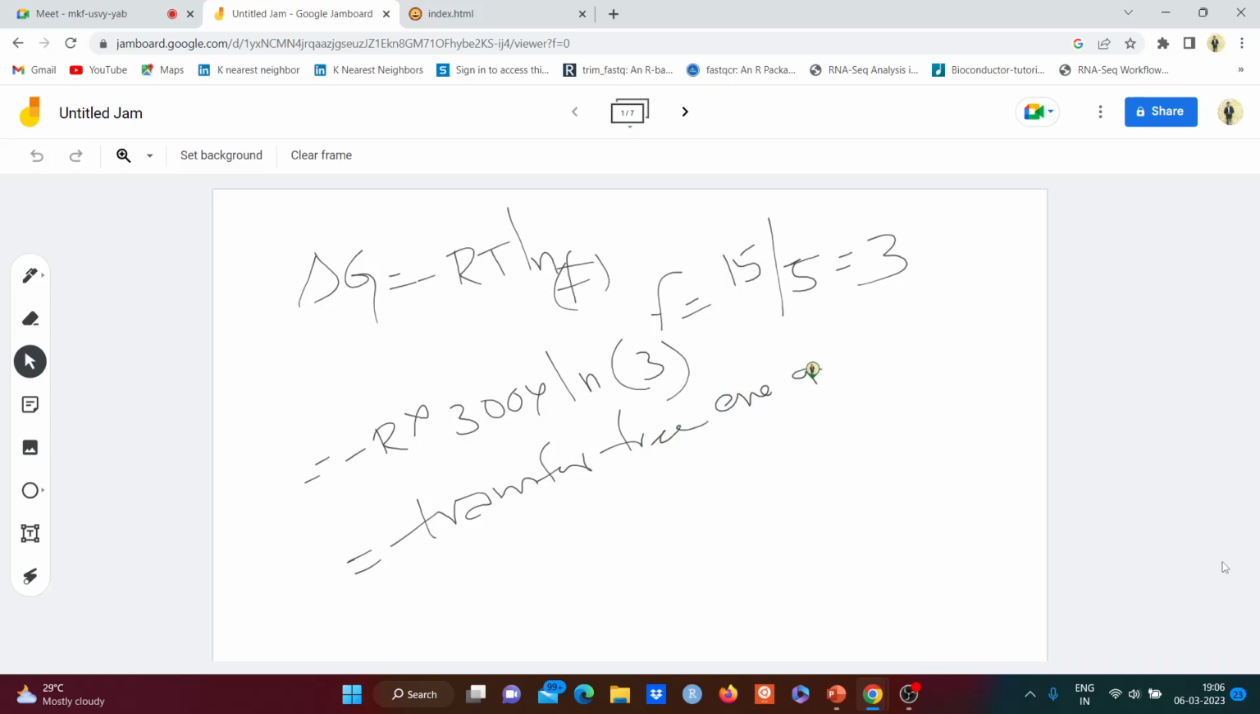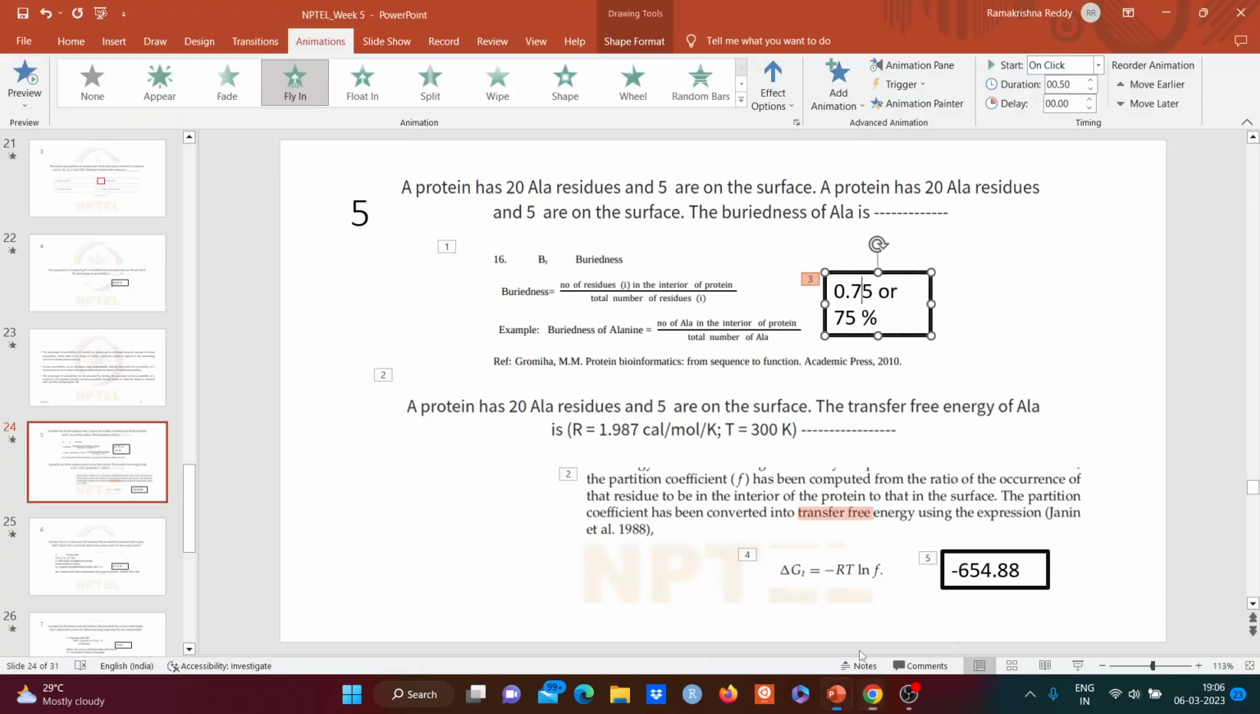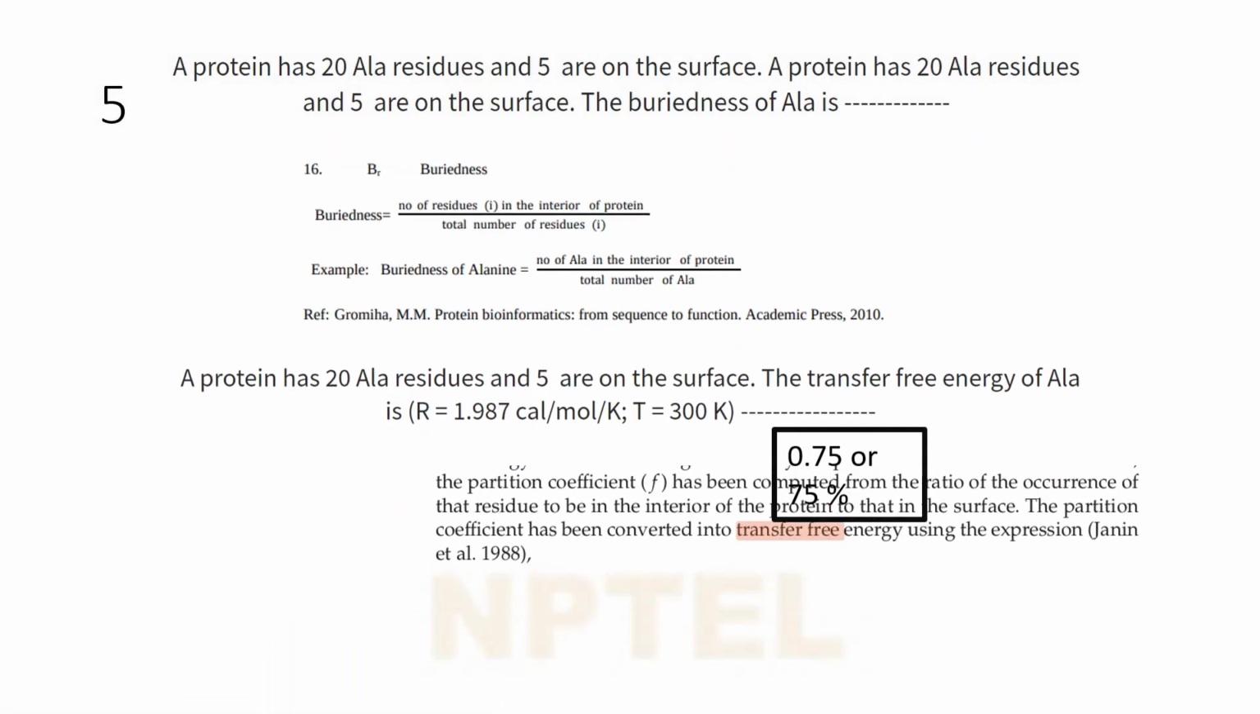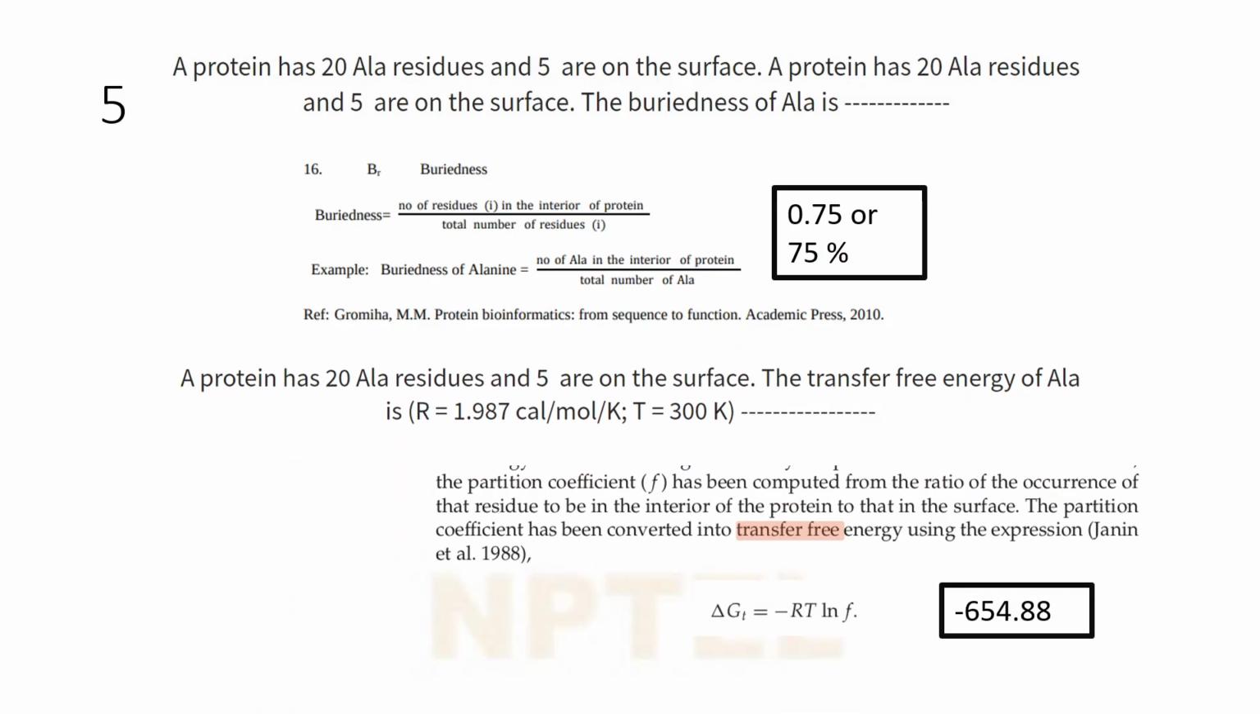Here R is the gas constant, so the answer will be minus 654.88. Here I got a similarly close answer. Can anyone tell what the units of delta G will be here?